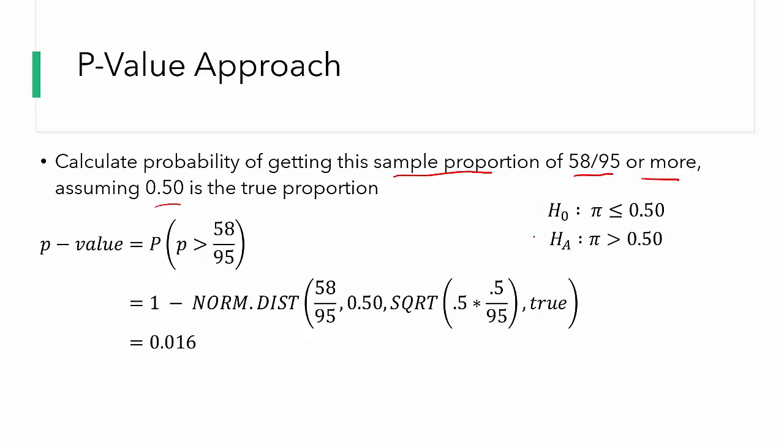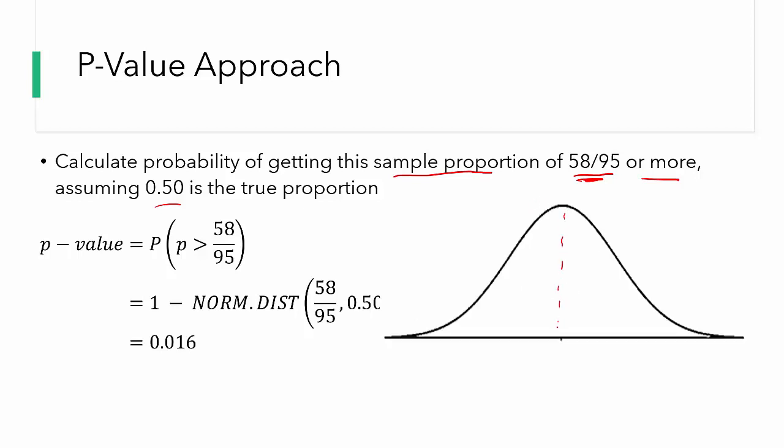There's only a 1.6% chance that 58 out of 95 or more would match their perceived to revealed preferences if we're only guessing. So we're probably not guessing. Our assumption is likely wrong.